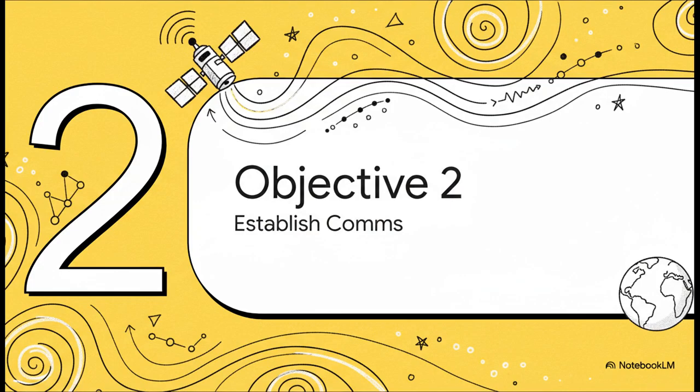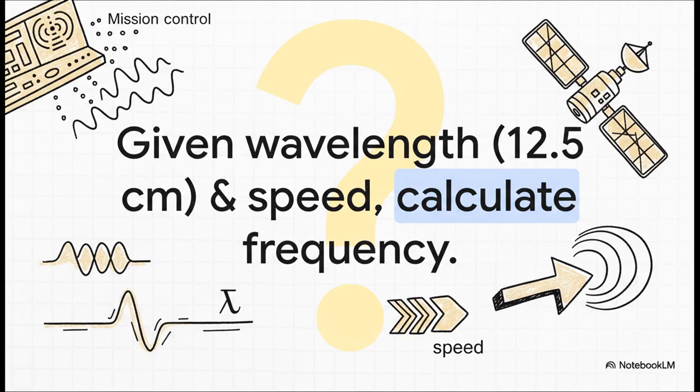Okay, Objective 1 is down. Time for number 2. We need to establish a comms link. Because think about it, if Hubble can't phone home, all those incredible pictures are just stuck up there. To figure out how it sends all that data back, we need to understand the waves it uses. And boom, mission control hits us with a calculation. So Hubble uses microwaves, we're told the wavelength, and we're told the speed, but we need to figure out the frequency. This is a classic wave equation problem.